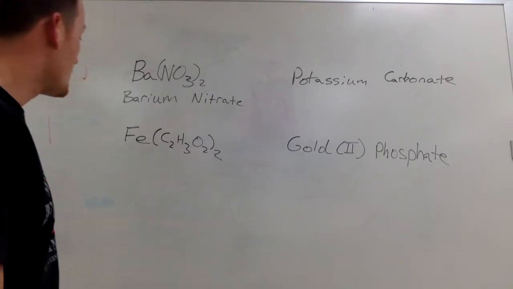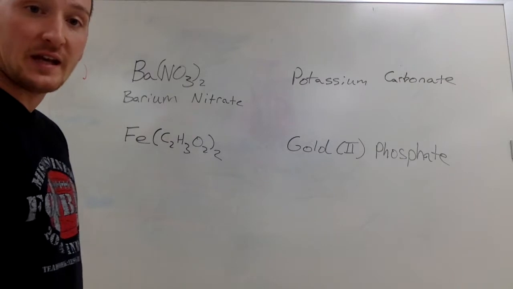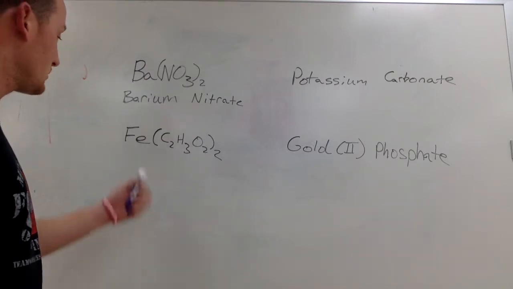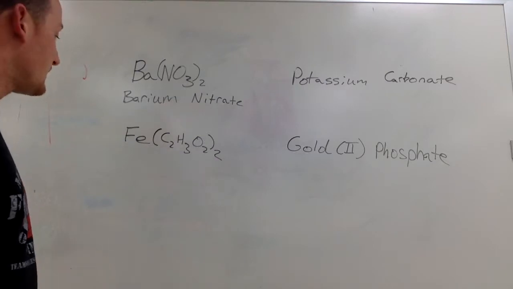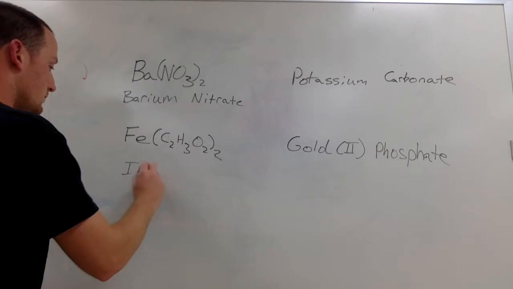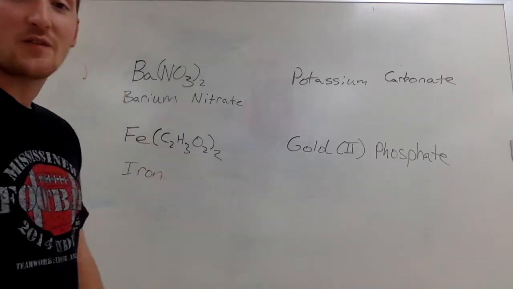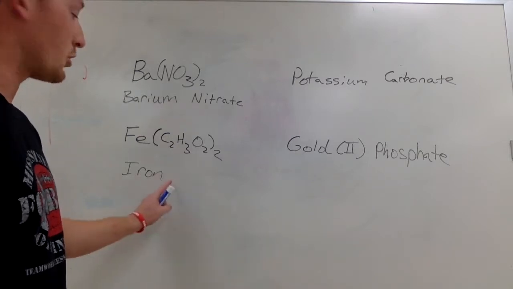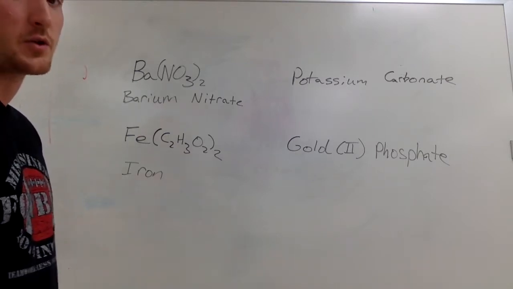FeC2H3O2. So remember, if we're using that naming flowchart, which you're going to be able to use, the first question you have to ask yourself is, is there a metal? Yes, there is a metal. It is iron. So we can write that down. Next, we have to ask, is it a transition metal? Yes, it is a transition metal. So now we're going to have to put a Roman numeral here to identify what the charge is.